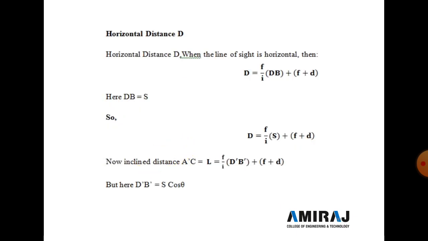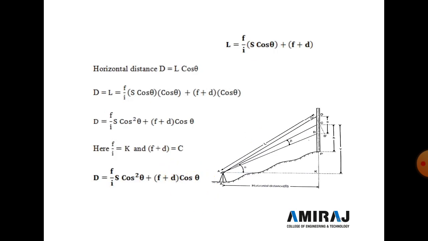Now the horizontal distance D equation is there. The horizontal distance D is equal to f upon i times DB plus f plus d. DB is the staff intercept S. Clear? So here D is equal to f upon i S plus f plus d. Now the inclined distance A'C, L, is equal to f upon i times D'B' plus f plus d. D'B' is equal to S cos theta, so now L is equal to f upon i S cos theta plus f plus d.